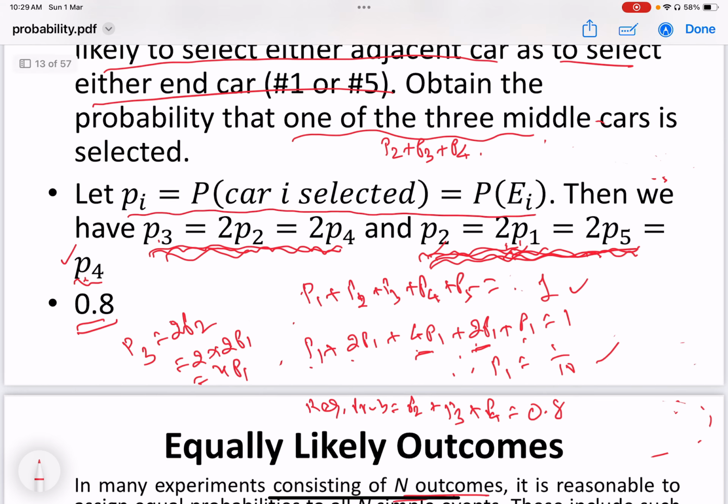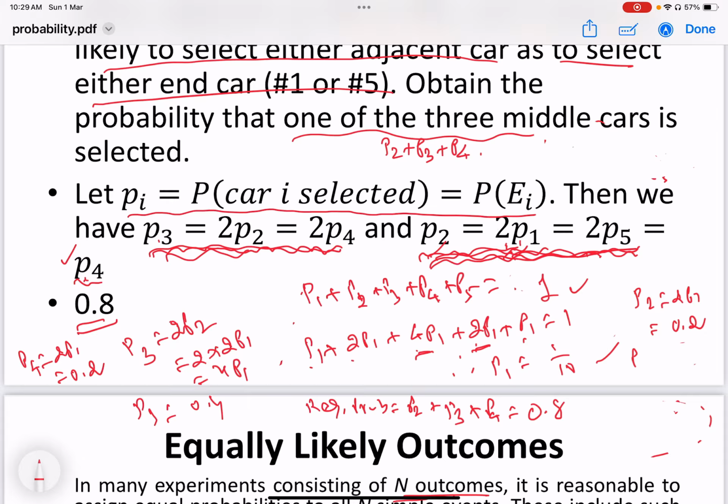And now we want the required probability P2 plus P3 plus P4. Now P1 is 1 by 10. So what is P2? P2 equal to 2P1, so that is 0.2. Then P3 is equal to 4P1, so P3 equal to 0.4. And P4 is equal to 2P1, so that is 0.2.